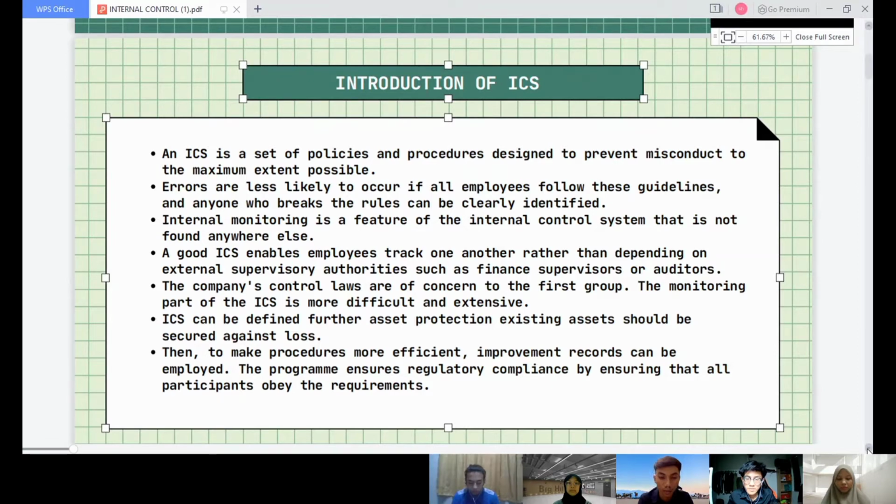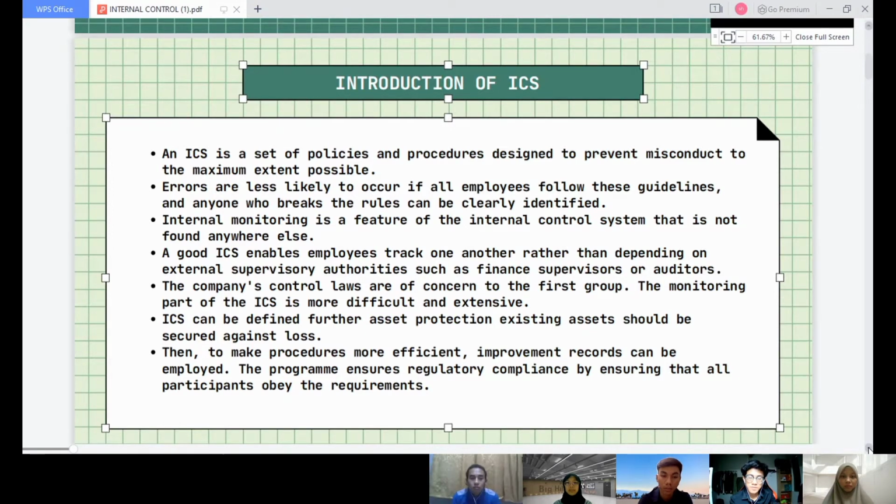A good ICS enables employees to track one another rather than depending on external supervisory authorities such as a finance supervisor or, as we call it, an auditor. The company's control laws are of concern to the first group. The monitoring part of the ICS is more difficult and extensive. ICS can be defined as future asset protection.